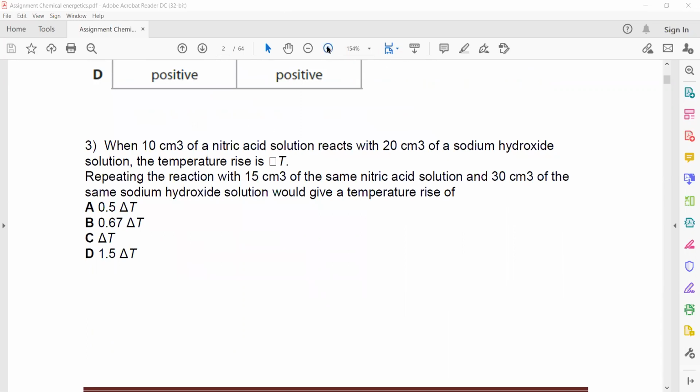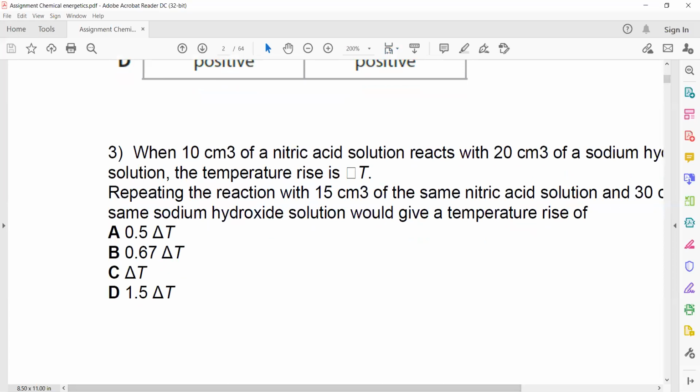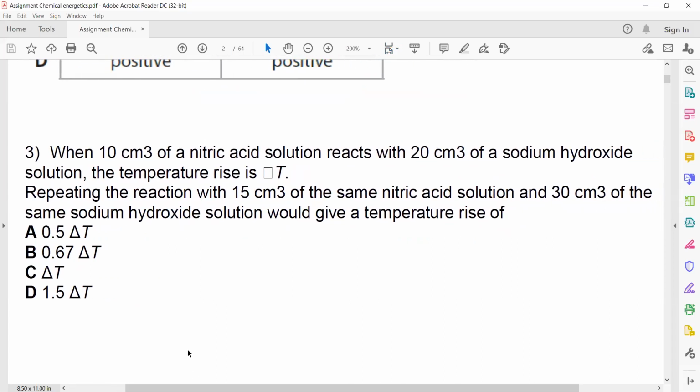In this question, when 10 cm cube of nitric acid reacted with 20 cm cube of sodium hydroxide, the temperature rise is delta T. Now using 15 cm cube of same nitric acid and 30 cm cube of sodium hydroxide would give a temperature rise of, so how much is the temperature rise? What will be the temperature rise?